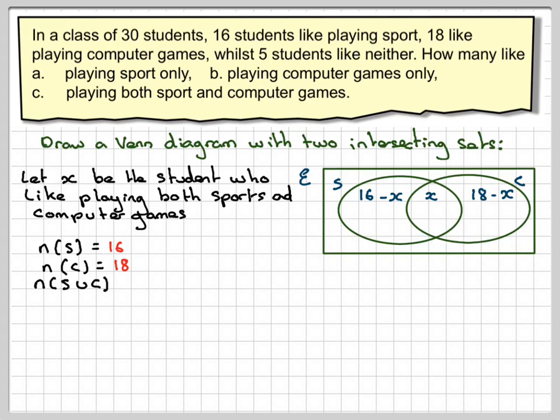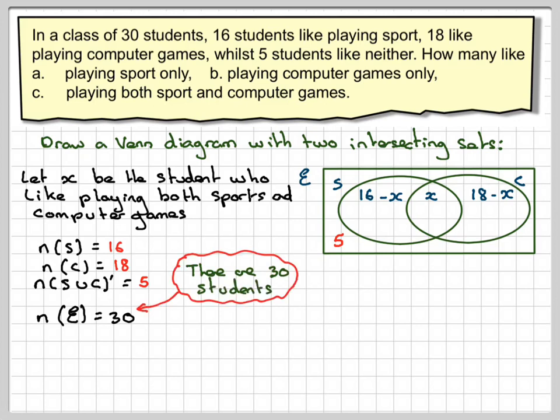We know that 5 students don't like playing either, that we can write like that. S union C but not it, so it's going to be those out here. And so the number in the universal set is that there are 30 students altogether. So there are 30 students.